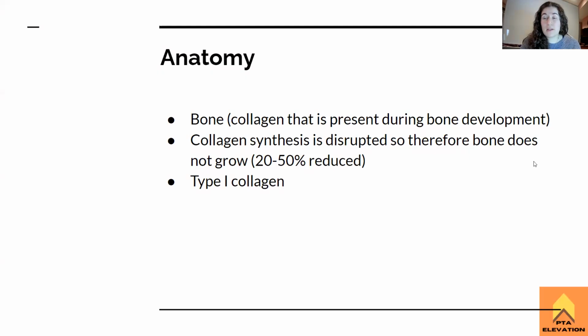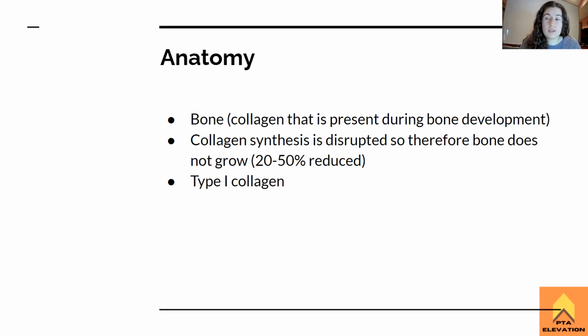The main thing affected with osteogenesis imperfecta is the bone. Essentially, the collagen that is present during bone development is not forming the way it's supposed to. So collagen synthesis is disrupted. Therefore, the bones cannot grow the way they're supposed to. It cuts down bone growth by up to 50%. You need all that bone to support the weight of your body. If we have 50% less bone, we're not able to support the weight of our body.